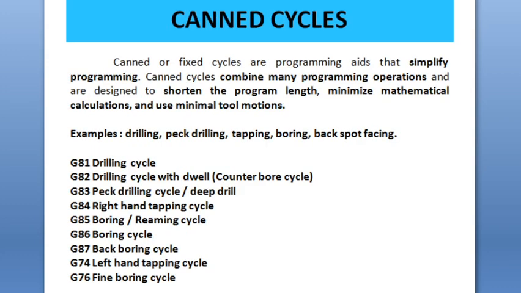A canned cycle simplifies the programming. It is used for repeated operations. It combines many programming operations and is designed to shorten the program length, minimize mathematical calculation, and use minimal tool motions. For example, in a drilling operation, there is hole location pointing, then drilling to a depth, then withdrawal, then movement to the next hole location. These three steps are repeated.